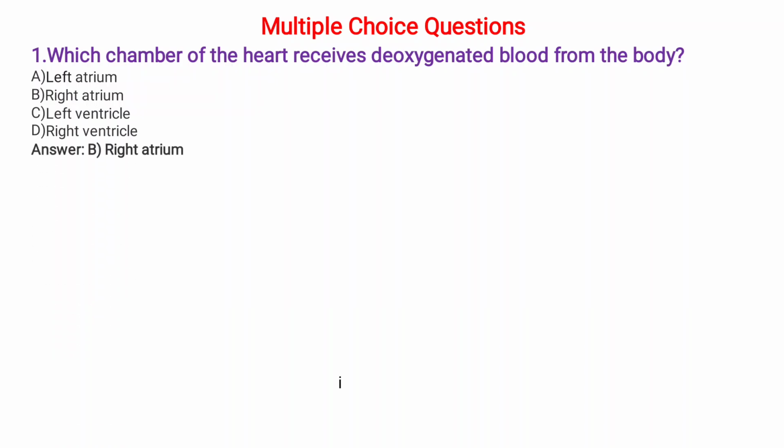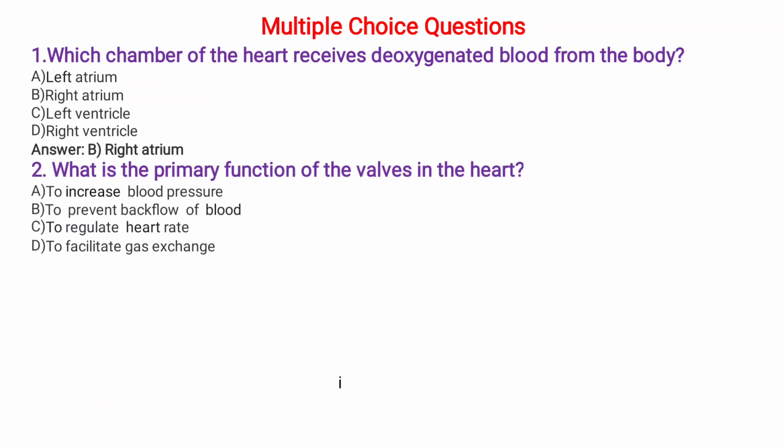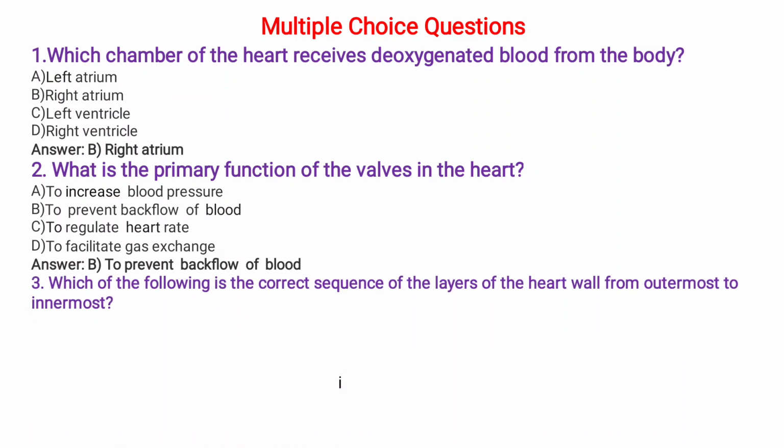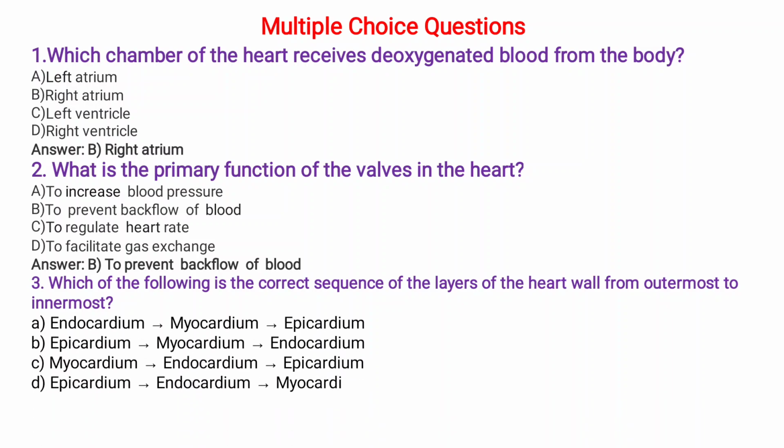Which chamber of the heart receives deoxygenated blood from the body? A. Left atrium, B. Right atrium, C. Left ventricle, D. Right ventricle. Right atrium. What is the primary function of valves in the heart? To prevent backflow of blood. Which of the following is the correct sequence of heart wall layers from outermost to innermost?